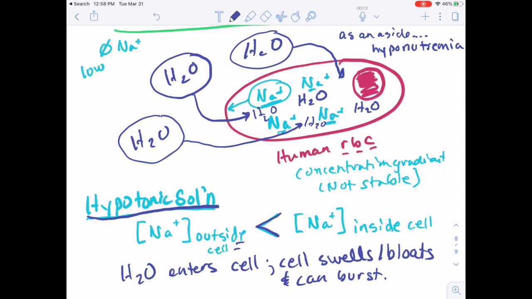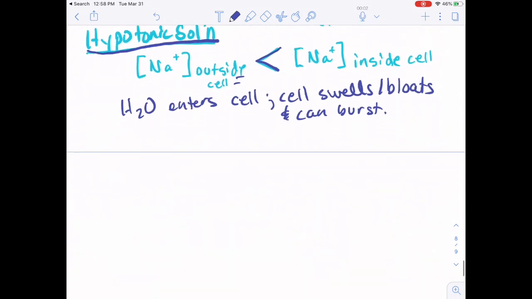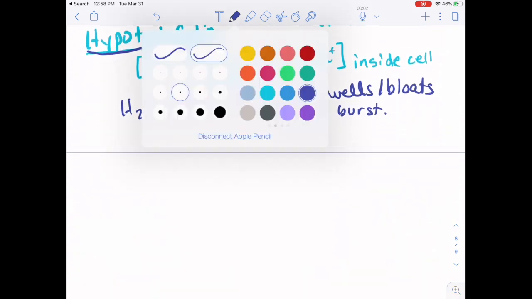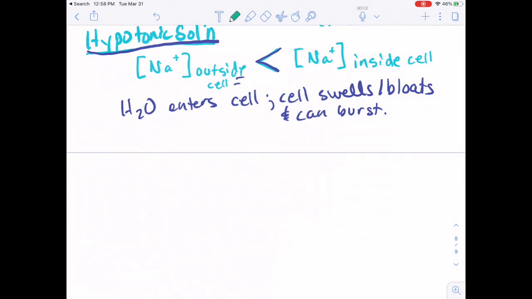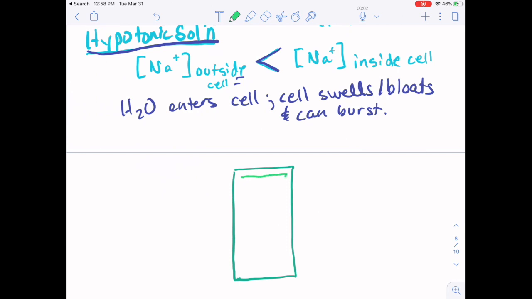Now this is going to look a little different for a plant cell. Let's take a look at what a hypotonic solution would look like in a plant cell. And here I got to go green, don't I? All right, now remember, plant cells have that rigid cell wall, and inside of it is the flexible cell membrane.